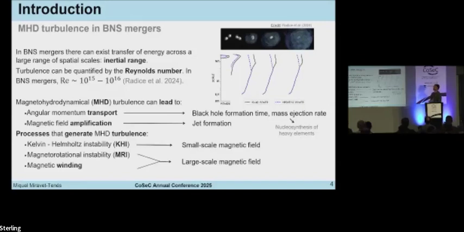So there are several processes or instabilities that generate MHD turbulence, such as the Kelvin-Helmholtz instability, which occurs during the merger of the neutron stars when the interfaces touch. And this leads to an amplification of the small-scale magnetic field. And we also have, after merger, the magnetorotational instability, or MRI, and magnetic winding, which amplify the large-scale magnetic field.